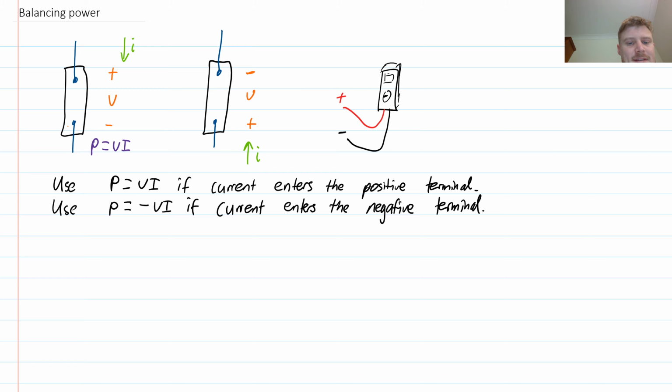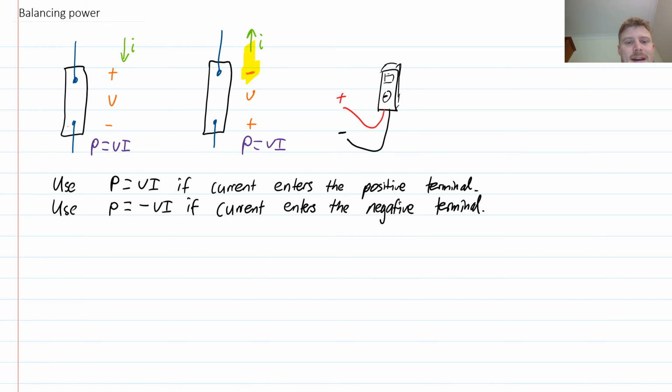It's actually the same thing. It doesn't matter where I draw the arrow, it still points in the same direction. So in this case, again, we would use P equals VI because the current is entering the positive terminal. Another way to think of this: entering the positive terminal is the same thing as leaving the negative terminal. So you could also think of it that way.